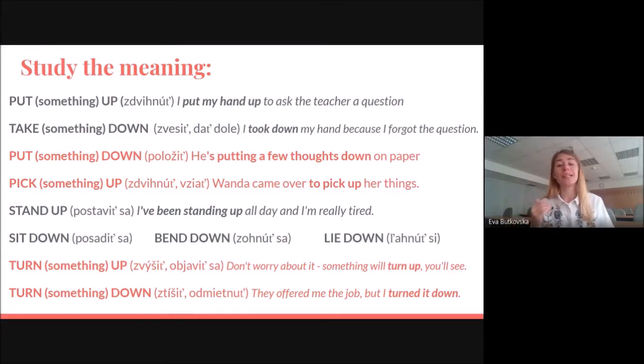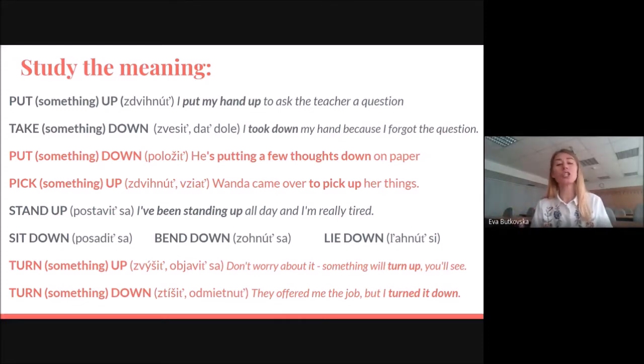With phrasal verb turn up, we could think about not just the volume, but turn up as appear. So look at the example sentence. Don't worry about it. Something will turn up, you will see. In this sentence, we mean it as don't worry about it. Something will appear. You will see it. Something will come up. Something will appear.